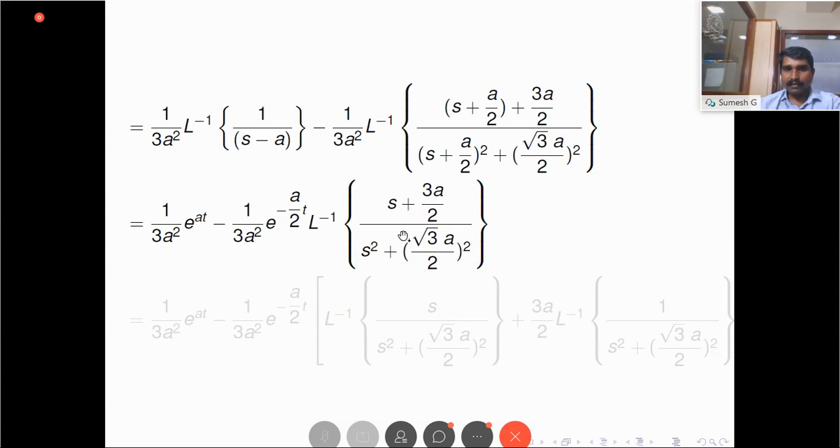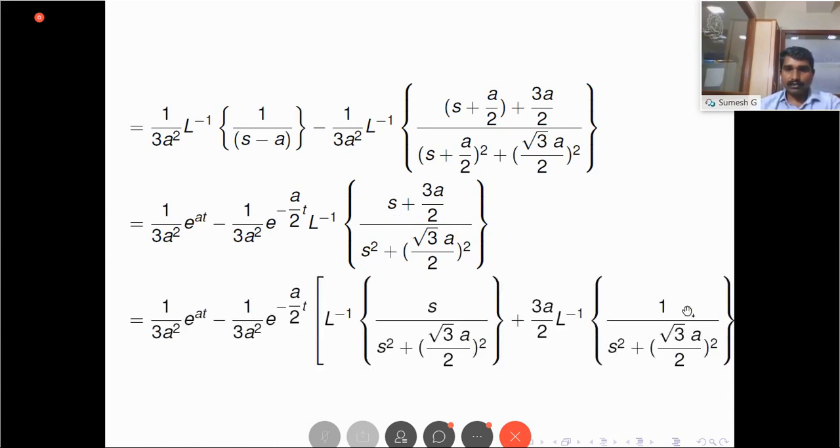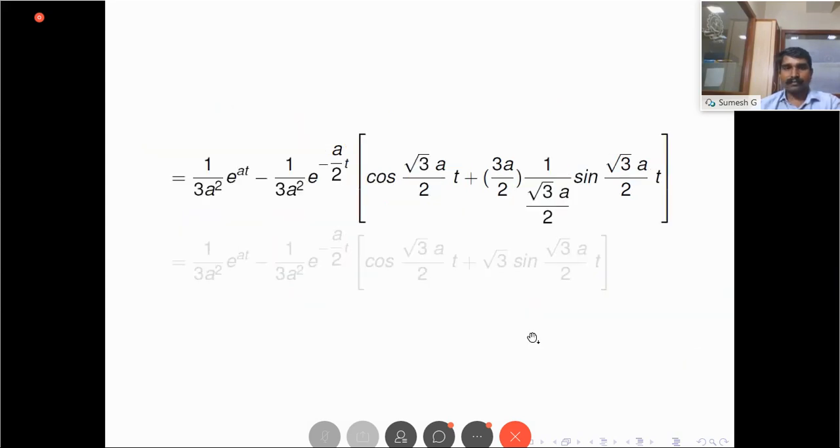Now the denominator is of the form s square plus a square. Then we have two options. The numerator may be s or 1. So we split this expression. The denominator is common for these two terms. We can find the inverse directly. The first one is of the form inverse of s by s square plus a square. It is cos at. Here the value of a is root 3a by 2. The second one is of the form inverse of 1 by s square plus a square. It is 1 by a sin at.